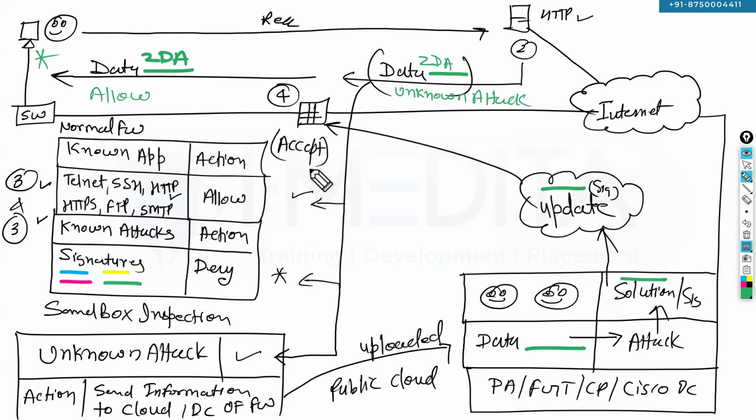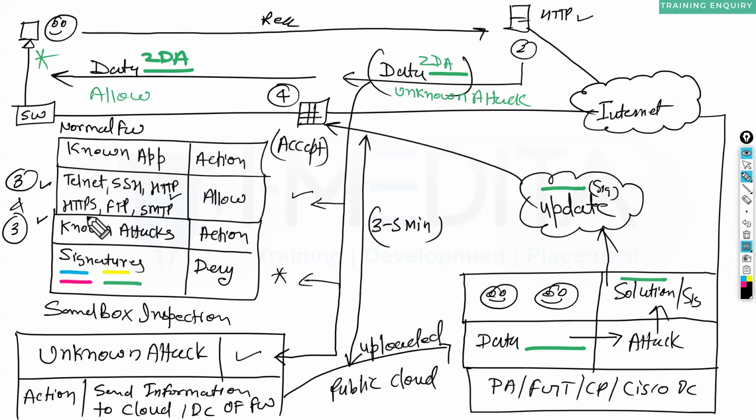Now we can see here the attack which was previously unknown for us, now that is known for us. But this process of unknown and known will take time. So what do vendors say about it? If you have sent any file to us, we will send an update. There is a time window between file sending and update receiving. This time window is normally 3 to 5 minutes.